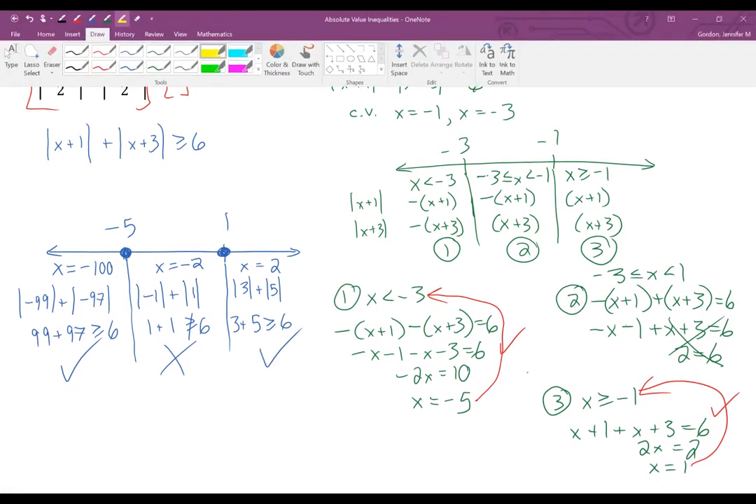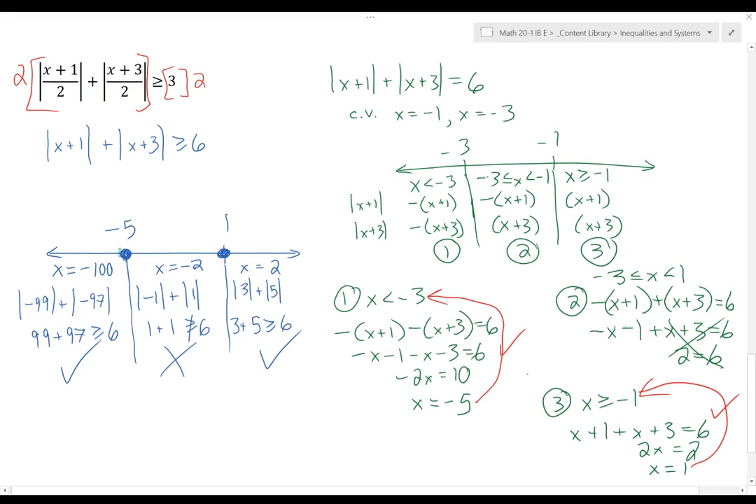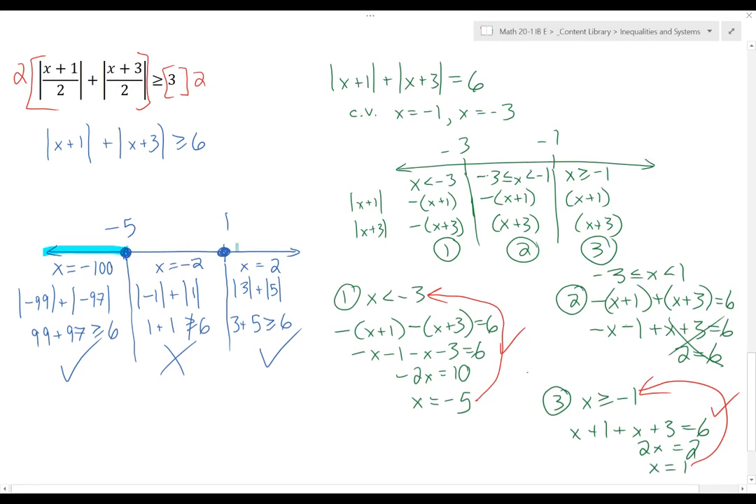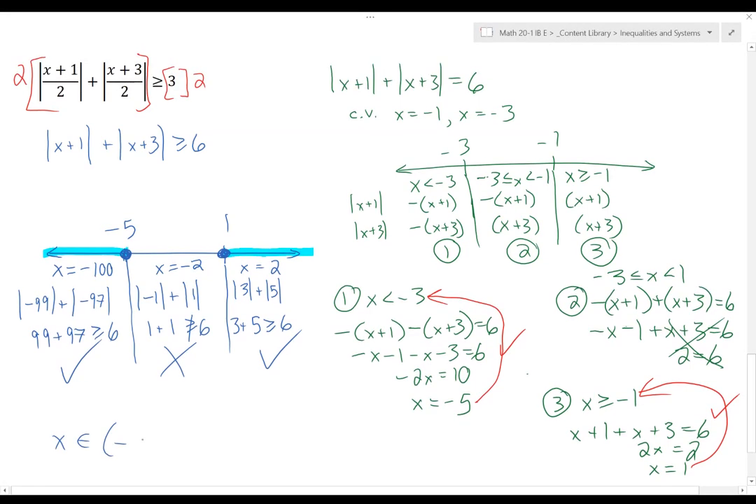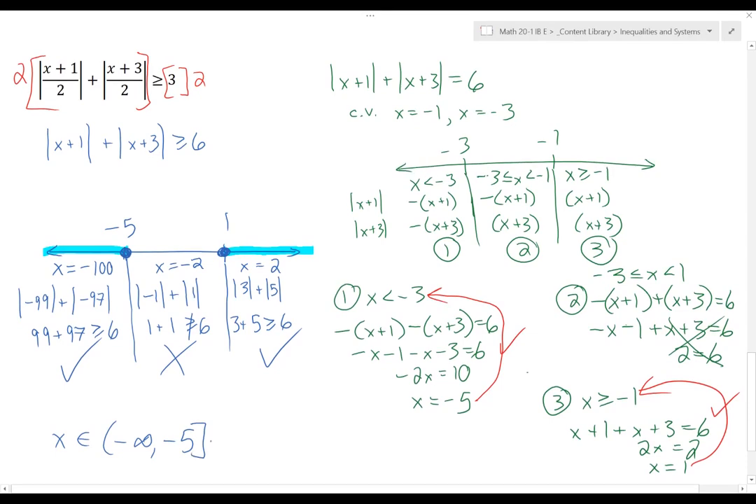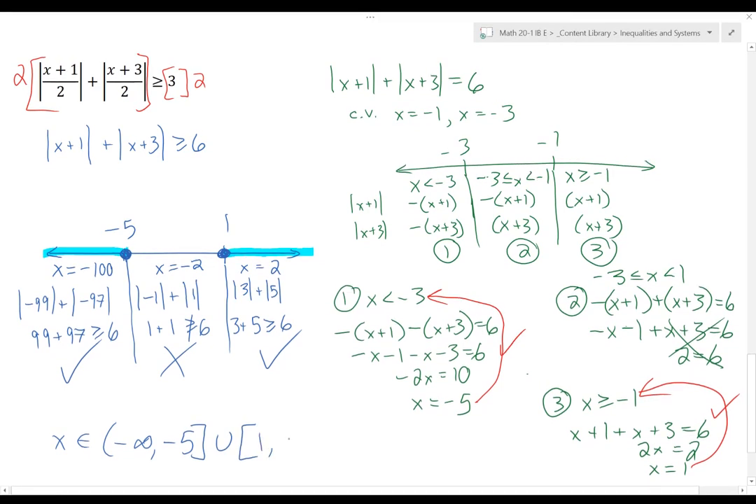Which means that in this case, the solutions to the inequality are everything to the left of and including -5, and everything to the right of and including 1. So in other words, x goes from negative infinity to negative 5 inclusive, or from 1 to infinity.